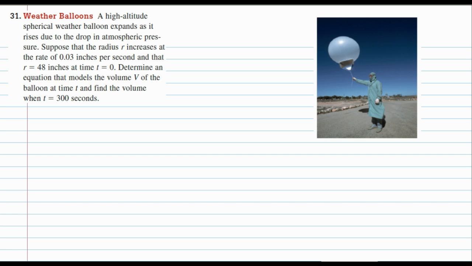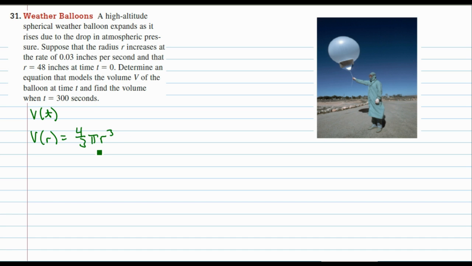Determine an equation that models the volume V of the balloon at time t and find the volume when t equals 300 seconds. So I am looking ultimately for V of t. I want the output to be volume, the input to be time. Looking back here, I don't have anything that relates volume to time, but I do know a relationship between volume and radius, so I can put V of r, and volume is 4/3 pi r cubed.